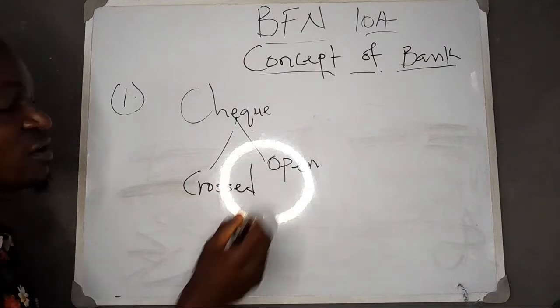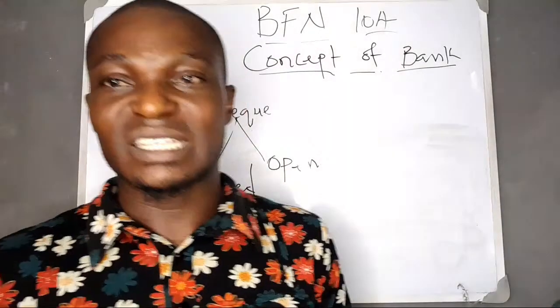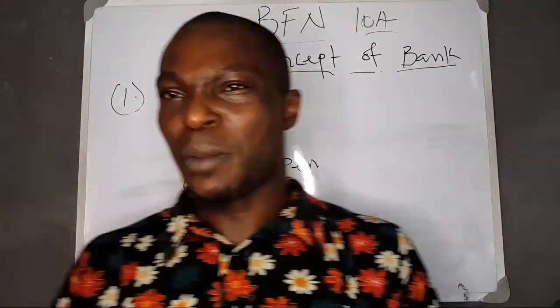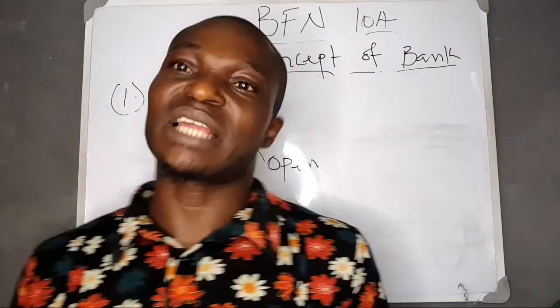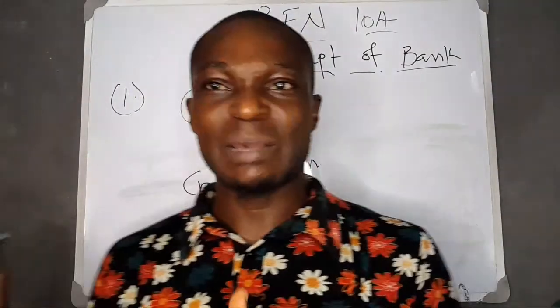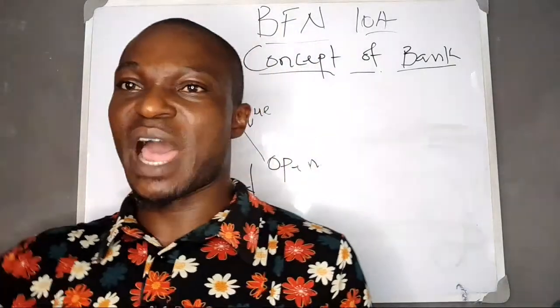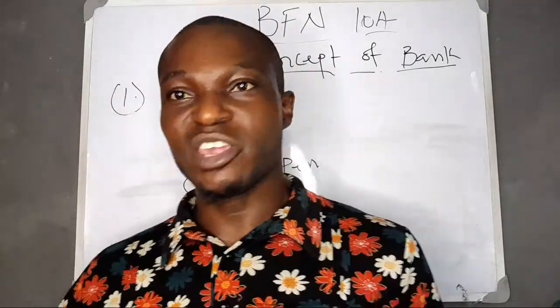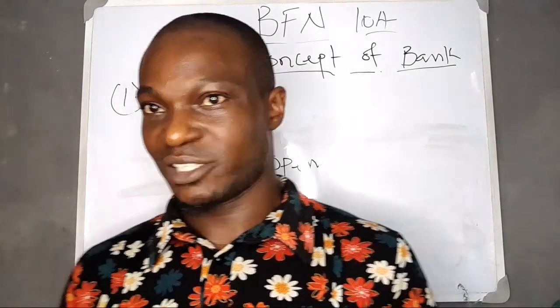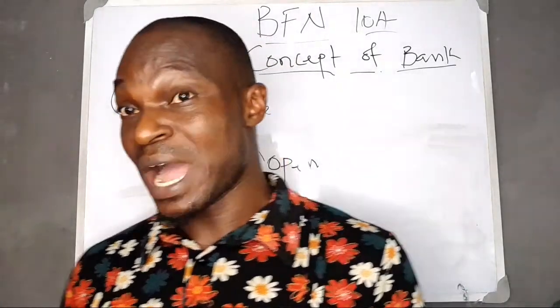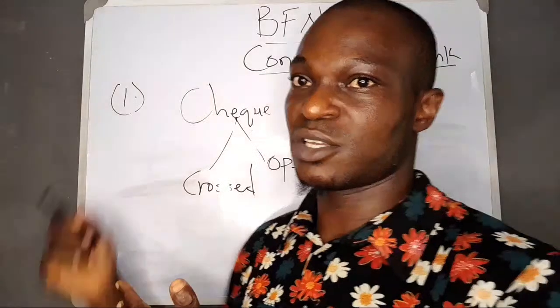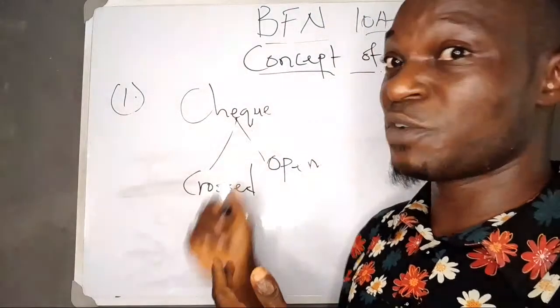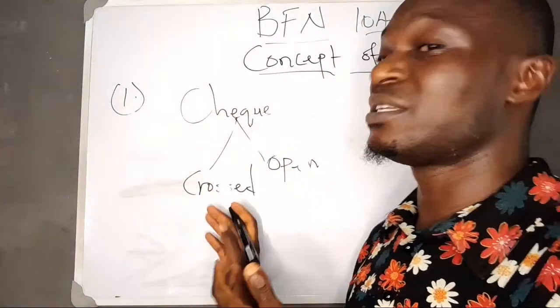Crossed check. A crossed check is a type of check that cannot be cashed on the counter of the bank. This type of check can only be transferred to the account of the payee. It cannot be cashed on the counter of the bank, and this is the true difference. These are the differences between the open check and the crossed check.